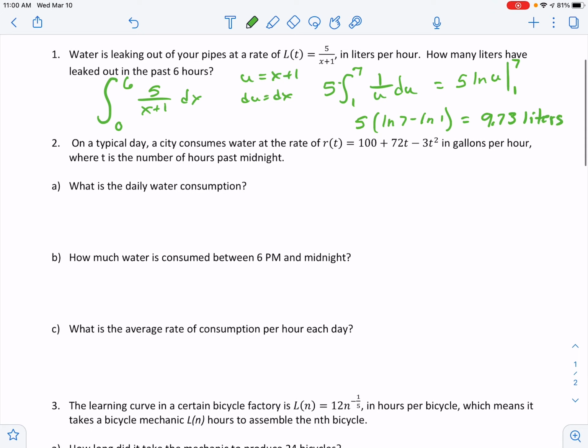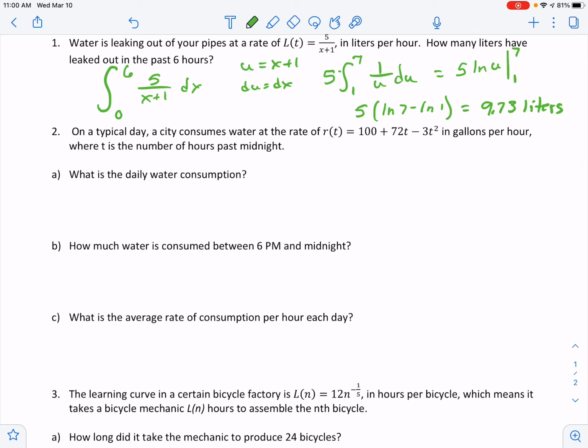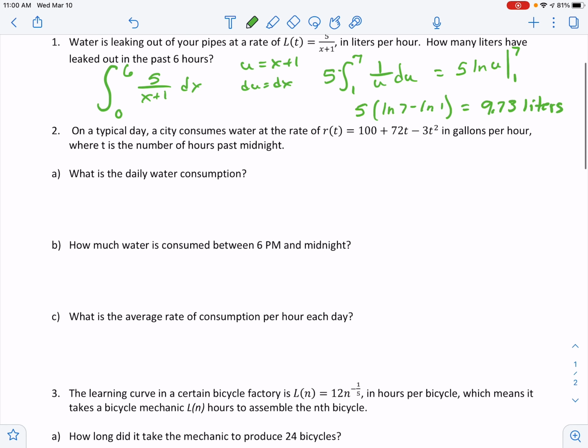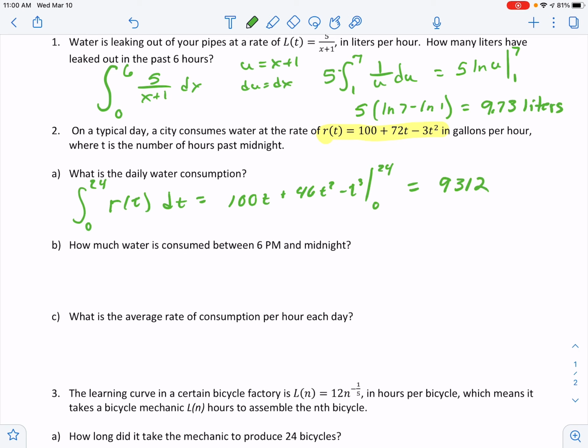Okay? All right. On a typical day, the city consumes water at a rate of R of T, in gallons per hour, where T is the number of hours past midnight. It says, what's the daily consumption? Well, a day has 24 hours. And another thing on the AP exam, instead of putting in the whole equation, you can write R of T because it's defined right here. Okay? And then you do your integration, so you get 100T plus 72T squared over 2 is 46T squared minus T cubed from 0 to 24. And you grab your calculator, and you get 9,312 gallons.